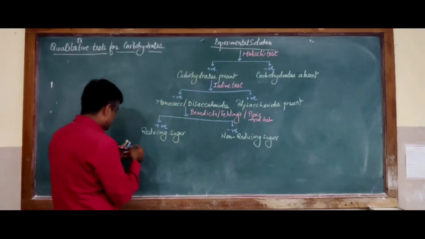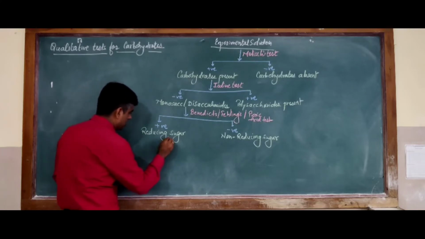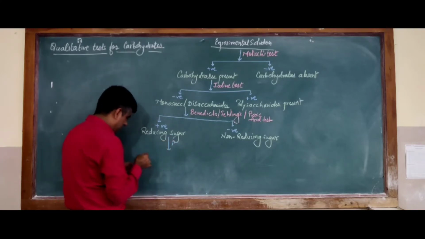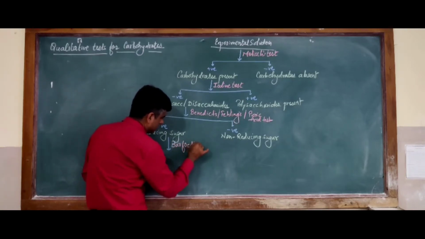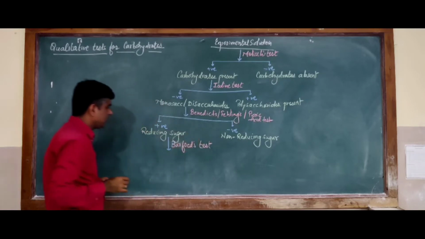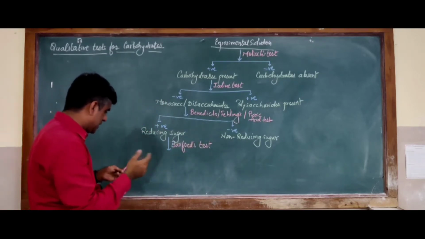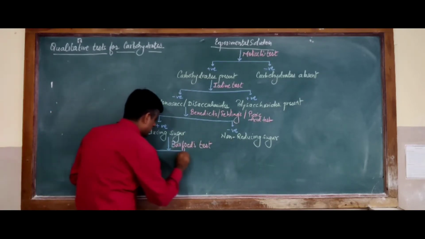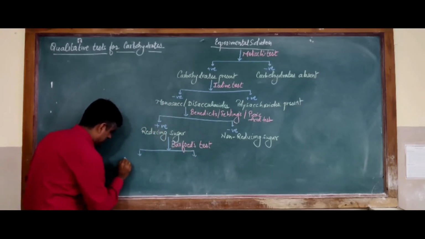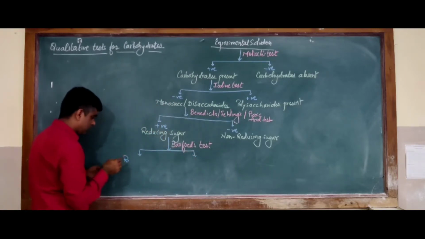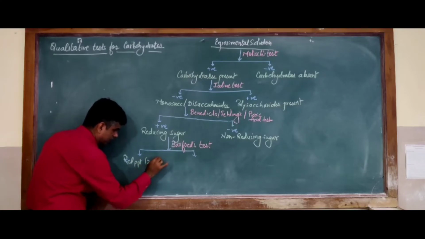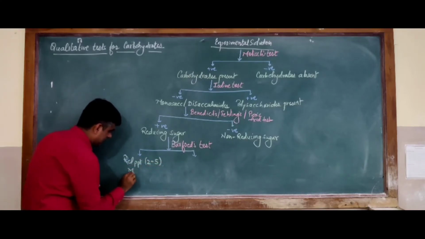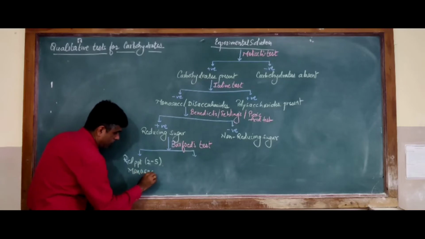if it is positive, then I'll go for the next test, that is your Barfoed's test. This particular Barfoed test can be answered in both ways. If I get a red precipitate in around 2 to 5 minutes, then I am sure that my sample contains monosaccharides.